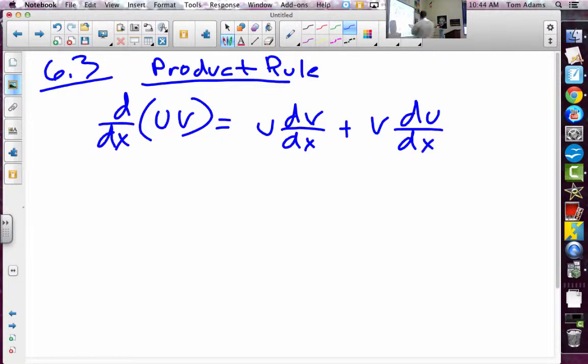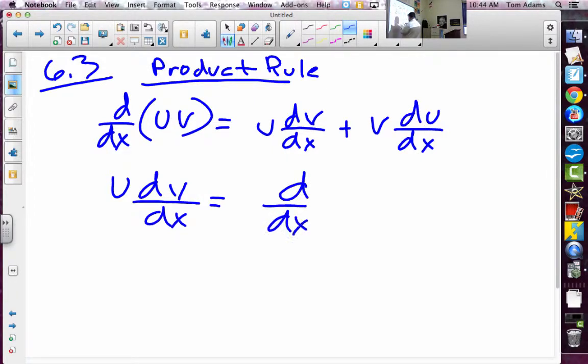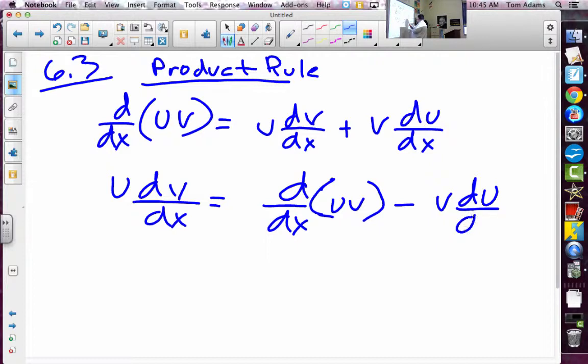Now, if I solve this algebraically and I get u dv by itself, what I'll end up with is u dv dx is equal to d dx times uv, and then, let me clean that up a little bit, d dx uv minus v du dx.